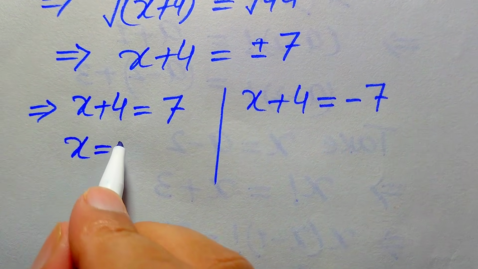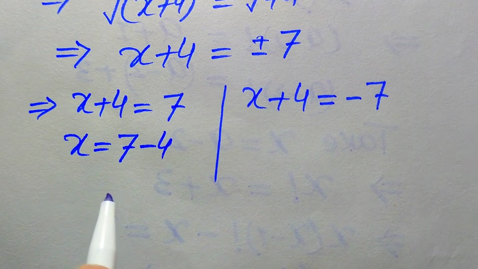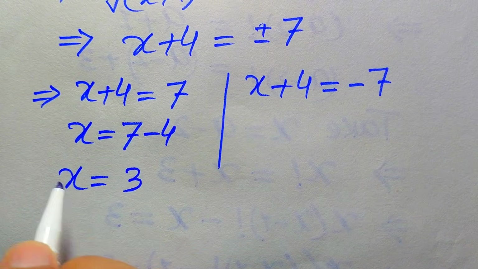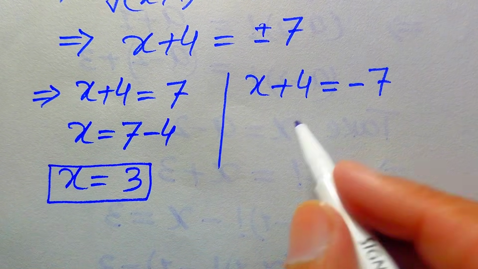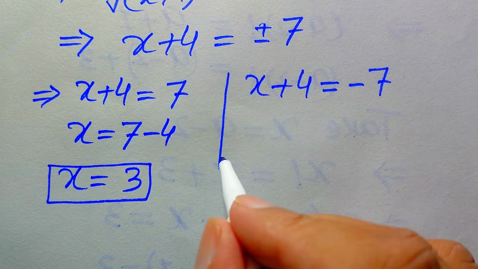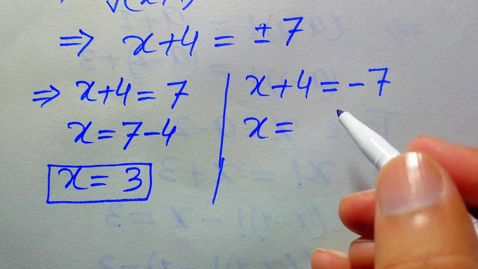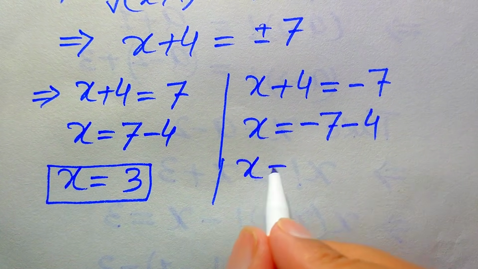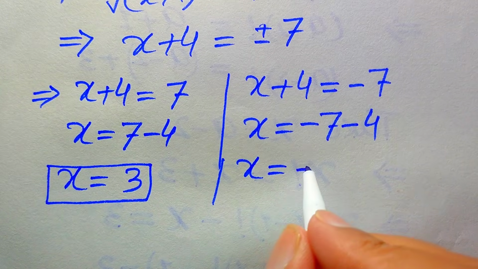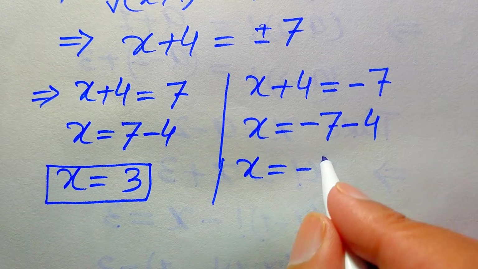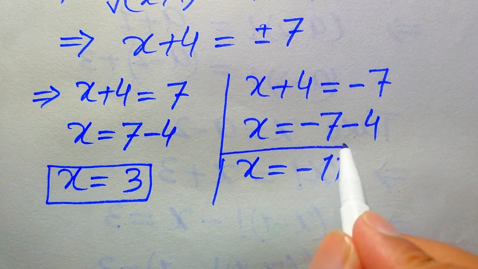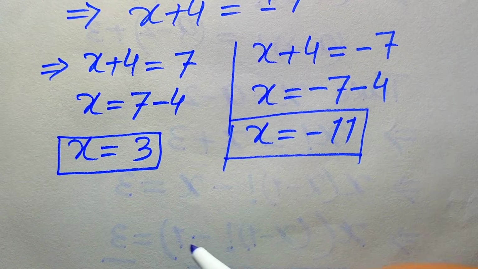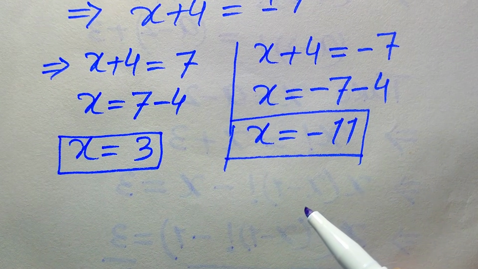Here we move plus 4 to the right hand side, and we get the value of x equals 7 minus 4, and 7 minus 4 becomes 3. So this is the value of x. In the same pattern we move this plus 4 to the right hand side, and we get x equals minus 7 minus 4, which becomes minus 11. So you see that in the second method we again get the two values of x, and these values are 3 and minus 11, which we also got in the first method.